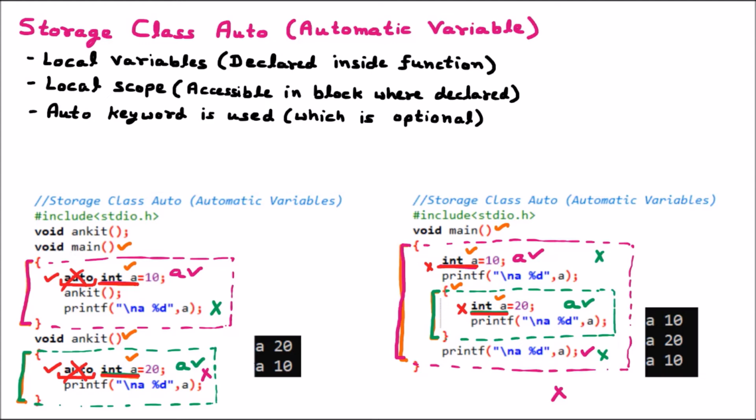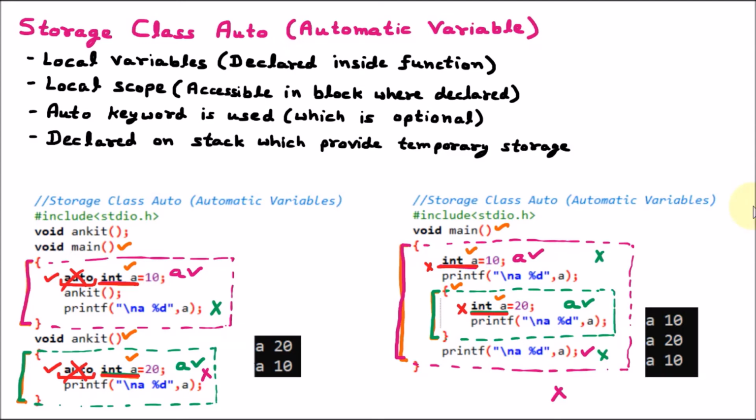Next thing about the automatic variable, or the storage class auto, is that they are declared on the stack, and the stack provides temporary storage. That means whenever we are declaring the automatic variable, or the local variable, or the internal variable, because all these names are the same, they use temporary storage. Until the program is running, they will be declared and their value can be used. But when the program is complete, or the function where they are used is complete, their value will be lost and wiped out.